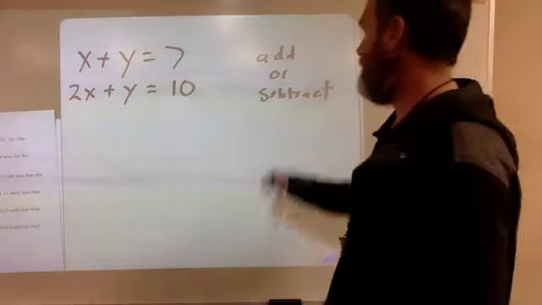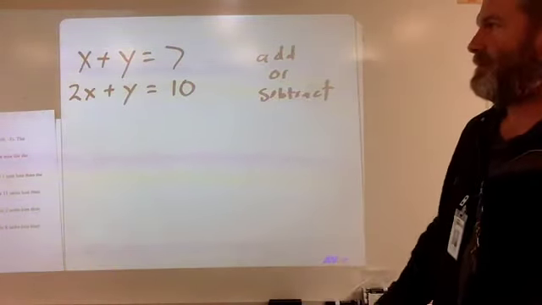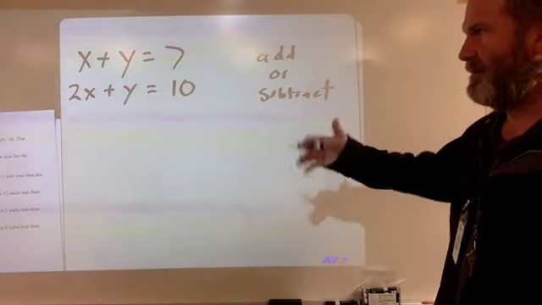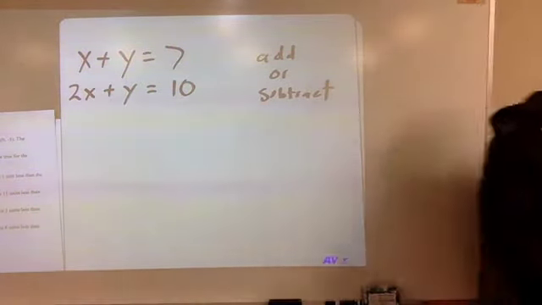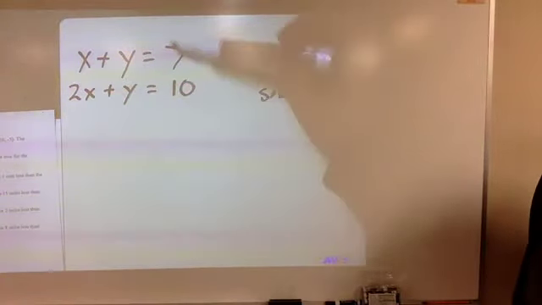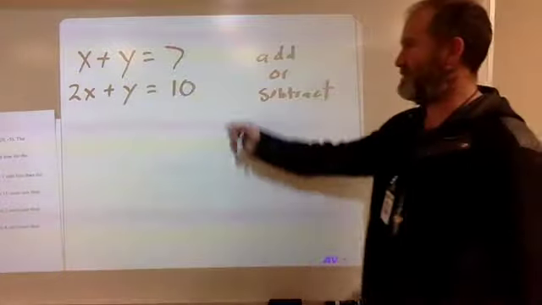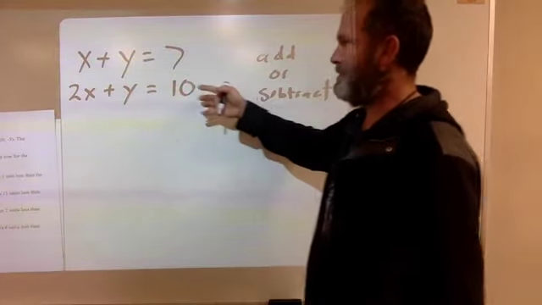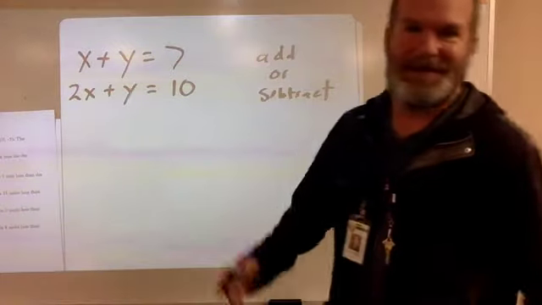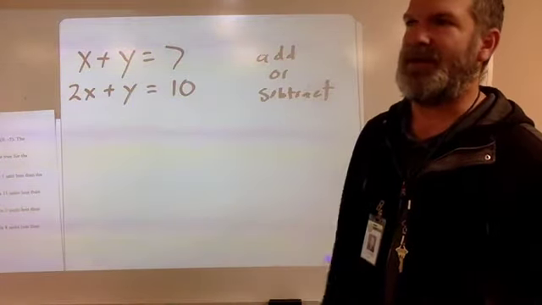So let's say we add or subtract these. First, you might be saying, what does that even mean to add or subtract these? It means to add or subtract all the like terms together. So it means add or subtract your x's together, add or subtract your y's together, add or subtract your numbers by themselves, your constants together. So do you want to do x minus 2x or do you want to do x plus 2x? It doesn't matter because neither one's going to help.